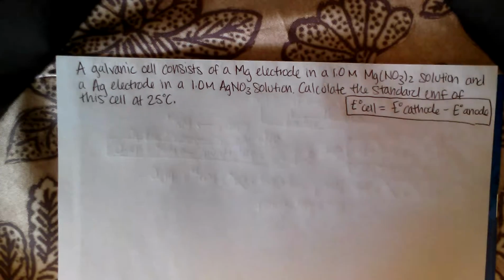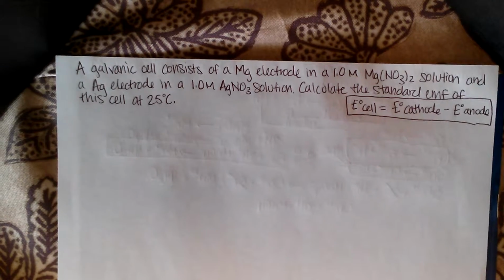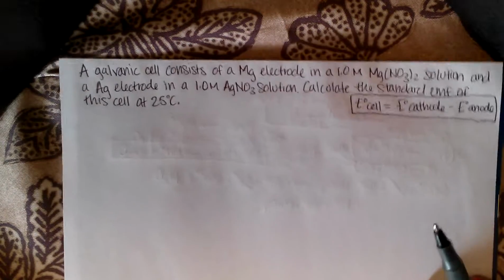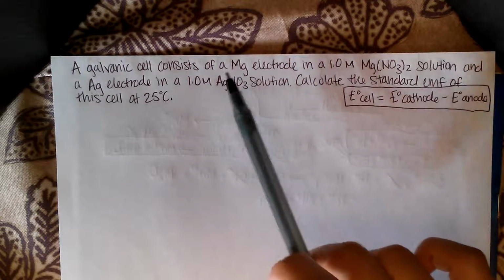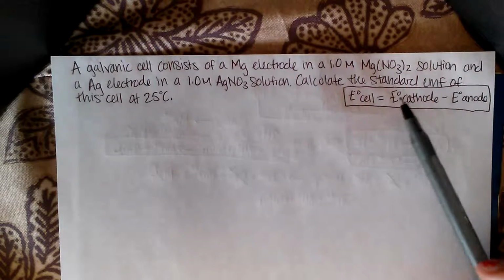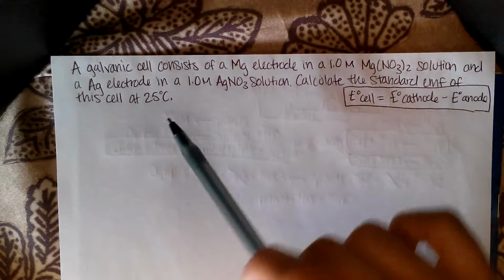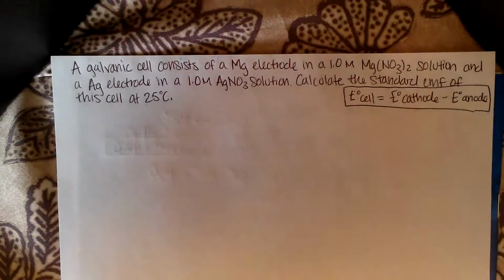So this problem reads, a galvanic cell consists of an Mg electrode and a 1.0 mole per liter MgNO3 solution and an Ag electrode and a 1.0 mole per liter AgNO3 solution. And the question is, calculate the standard EMF of this cell at 25 degrees Celsius. So let's just start pulling apart this problem.